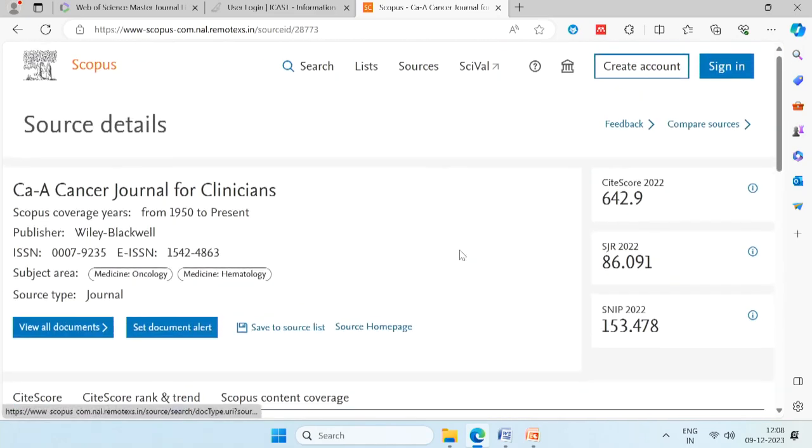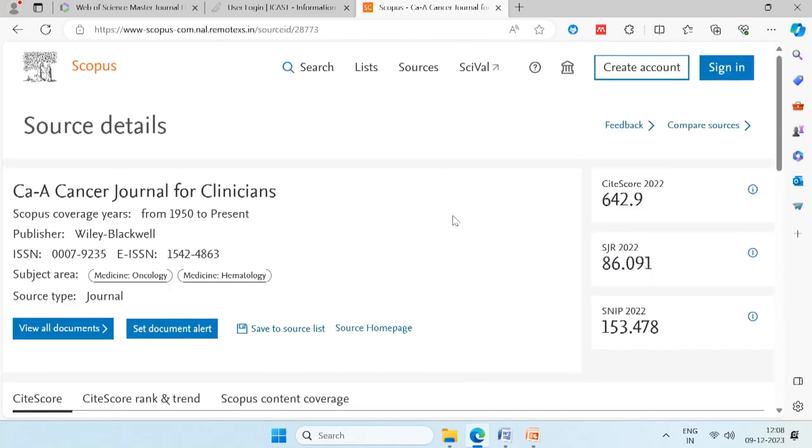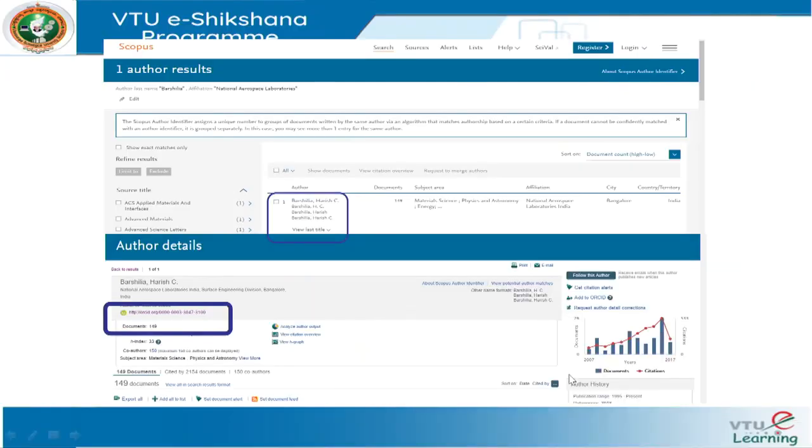And also it will have a SNIP score. Yeah, see here. Okay. So, there are various other metrics also. I think as far as fundamental metrics are concerned, these are the mainly used metrics.